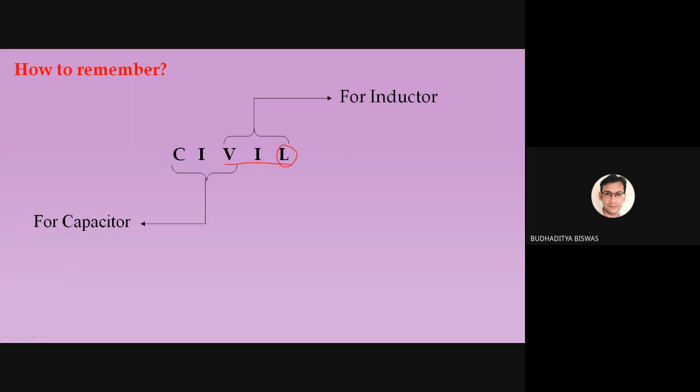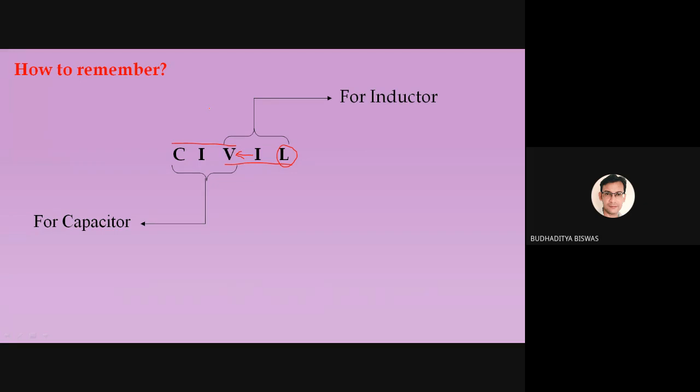So in case of pure inductor, which one is placed first, V or I? V. So that means here the voltage across the inductor leads the current through the inductor by an angle 90 degree. So if you are able to remember these terms, CIVIL. First CIV means in case of capacitor, current leads the voltage by an angle 90 degree. The leading, lagging angle is always 90 degree in case of pure capacitor and inductor.